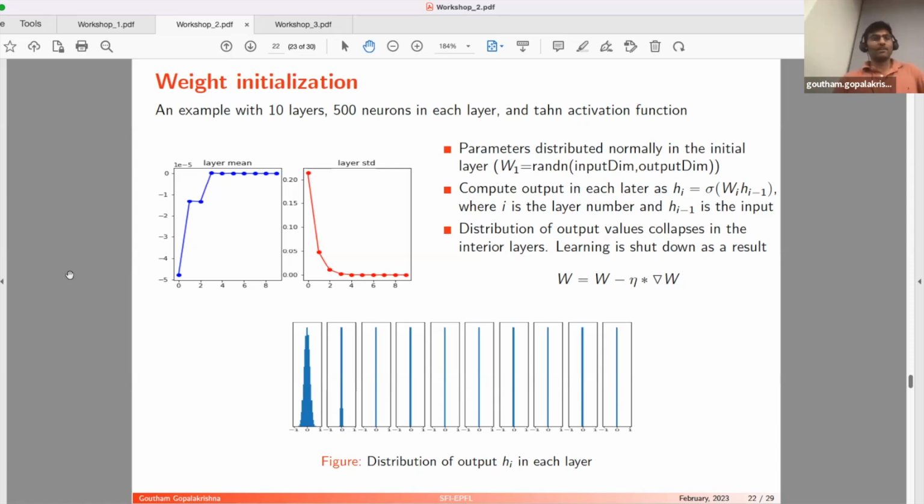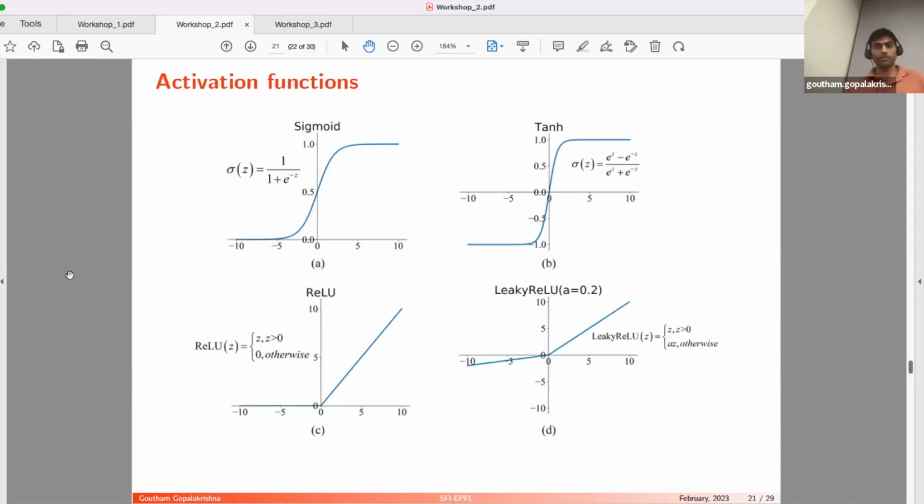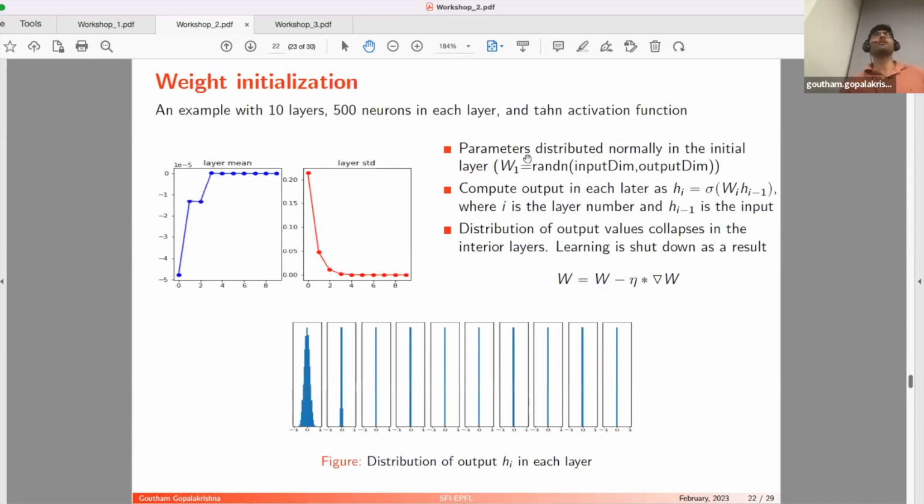All right, let's think about weight initialization. Assuming tanh is the best friend that we have, we want to make sure that the data points are spread around here. Let me show you a simple example where things can go wrong. I have an example with 10 hidden layers, 500 neurons in each layer, and the tanh activation function. And the parameters are weights and bias. Let's forget about bias and just focus on weights. The weights are distributed randomly, from a random normal distribution.